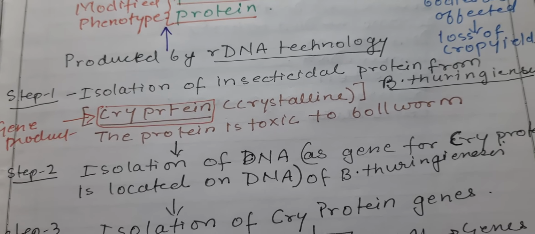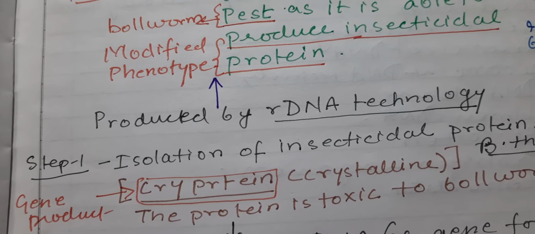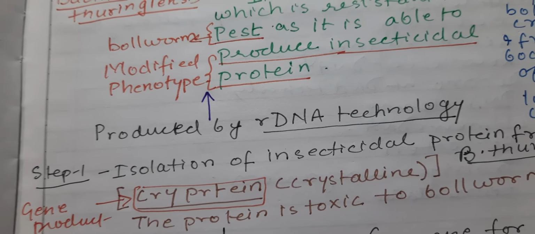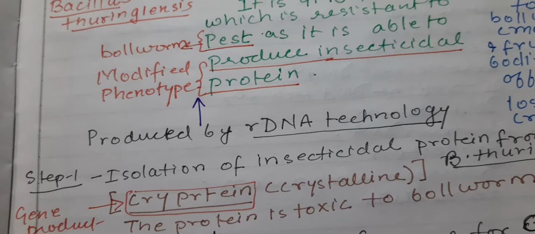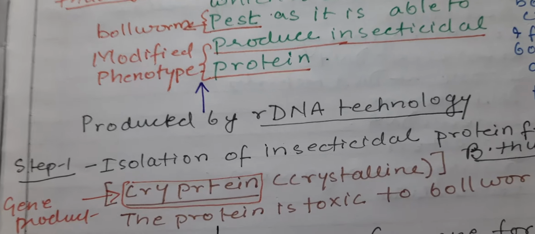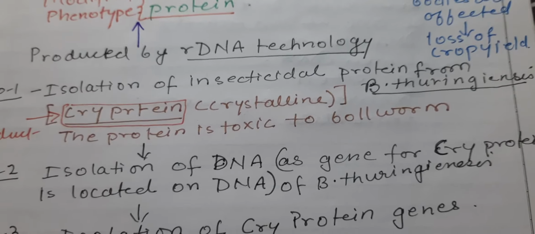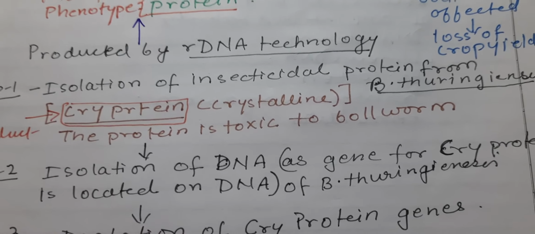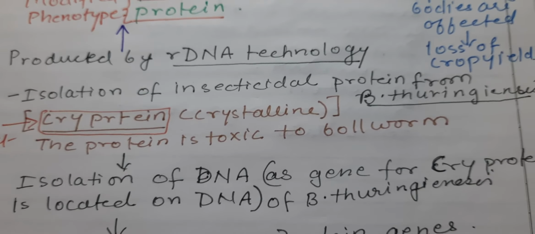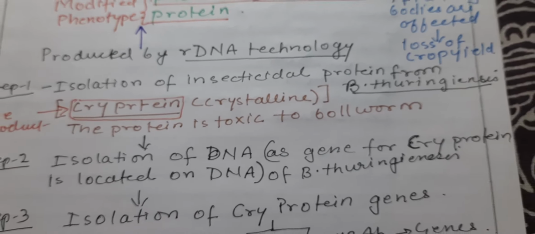The next step is isolation of DNA. Now we know that each protein is coded by certain DNA, or you can say gene, and this gene is present on the DNA. We will now try to locate the DNA of cry protein, so for that we have to isolate the DNA. We will isolate the DNA of Bacillus thuringiensis, and then from the DNA we are going to isolate this particular gene called cry gene. There are again many techniques involved in this process, of how from the protein product we isolate the gene.